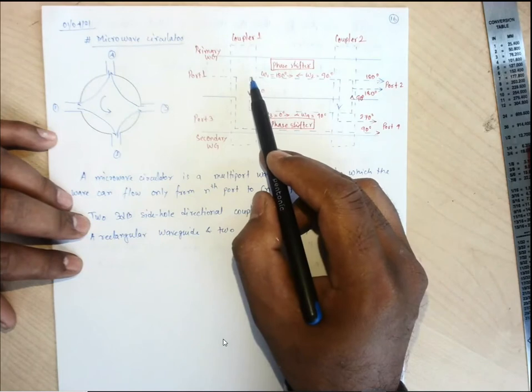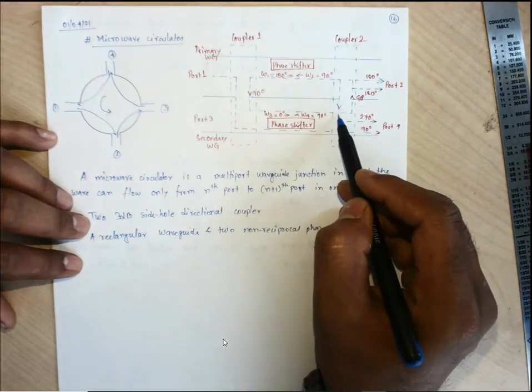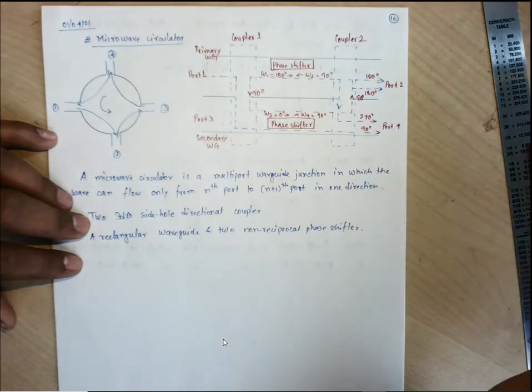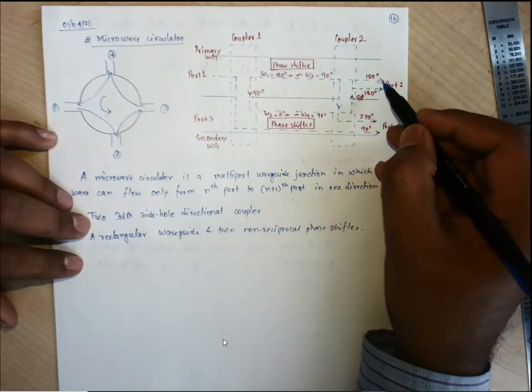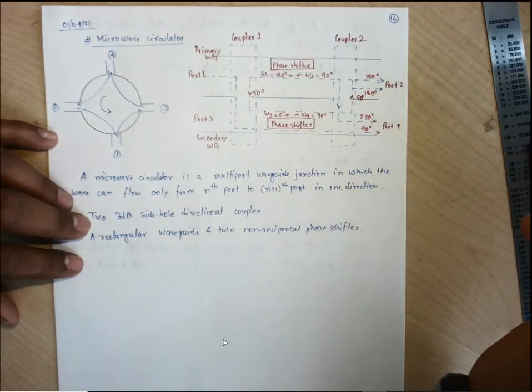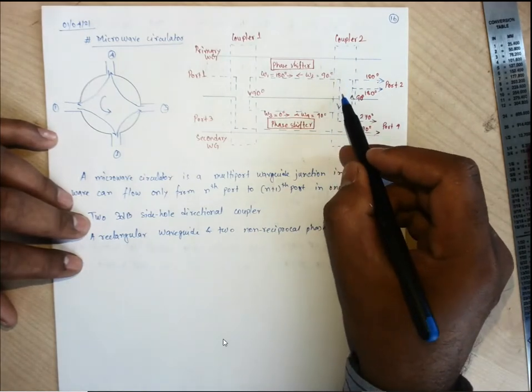But this coupled output of coupler 2, when it enters coupler 2 at the coupled port, again has a 90 degree phase shift. So altogether 90 plus 90, 180 degrees. So the phase difference of these two signals is 0. The signal exists.